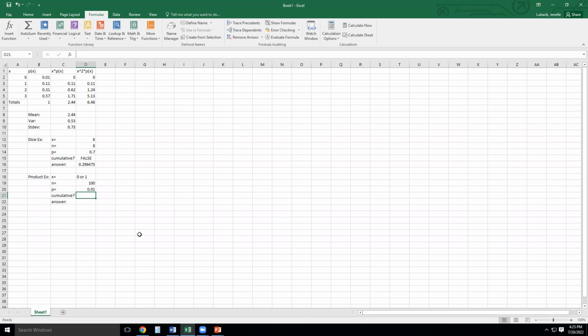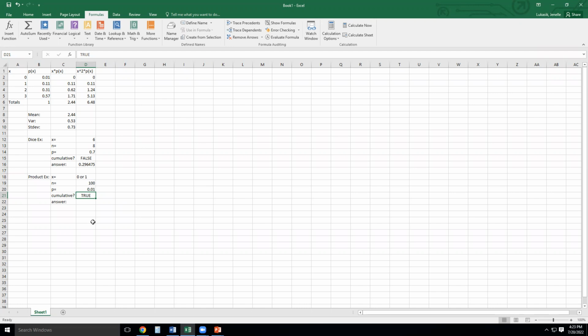And I am going to say true to the cumulative. Why am I going to say true? Well, remember that means we want it to add up from x equals 0 up to the x value that we put in. If we want to include x equals 0, we're going to put the highest x value in our list, which is 1 in this case. You might have a problem where it's a higher number. Put in the highest x value that you want. And if we put true in the cumulative box, it'll include 0 all the way up to that number x that you put in there.